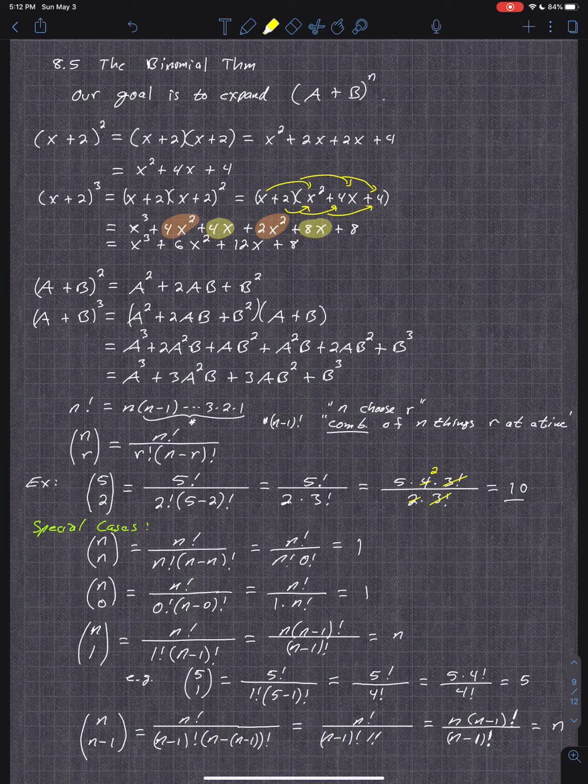Now let's go over the binomial theorem. So remember, a binomial means basically there's two terms. So one term, two terms is the idea. Our goal is to expand this binomial for any positive integer n. So I have a few examples down here. You may want to take a second to expand those.